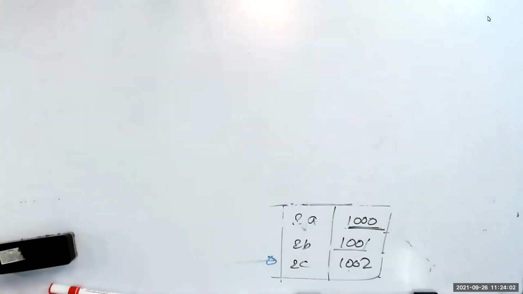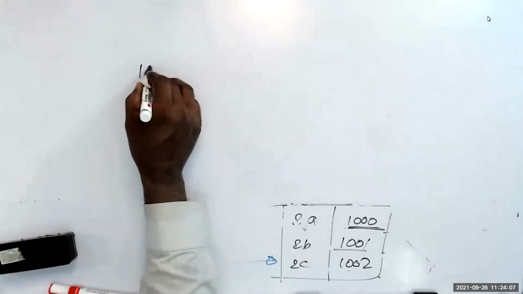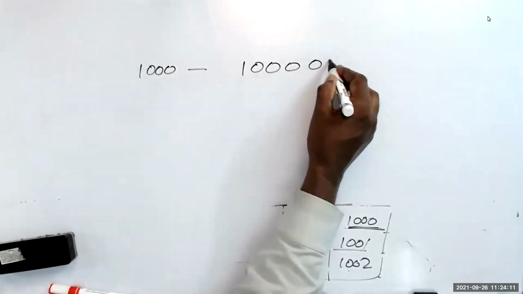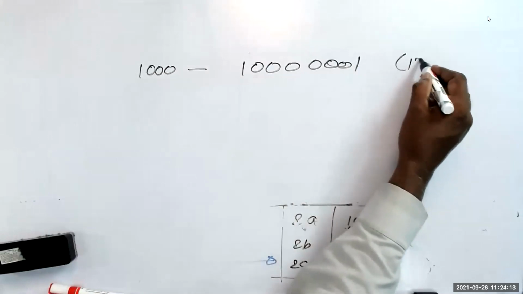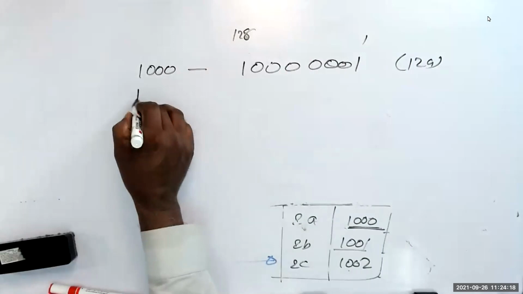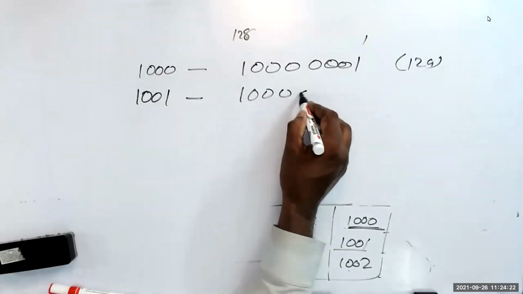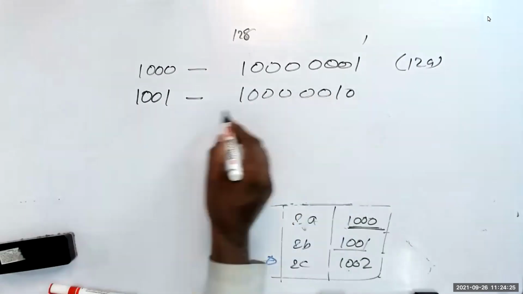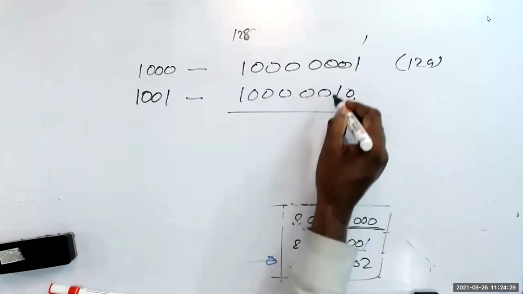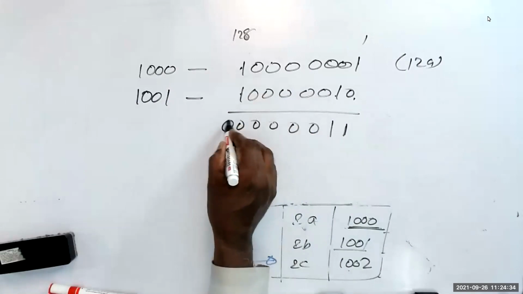Now, what happened when I store the number in 1000? It is storing 10000001. This is 129, because 1 is 128. Next, when I store B, it is 130, 128 plus 2. Then I'm adding. 1 plus 0 is 1. 1 plus 1, 1 becomes 0, 0, 0, 0, 0. 1 plus 1 is 10, I add 0 here.